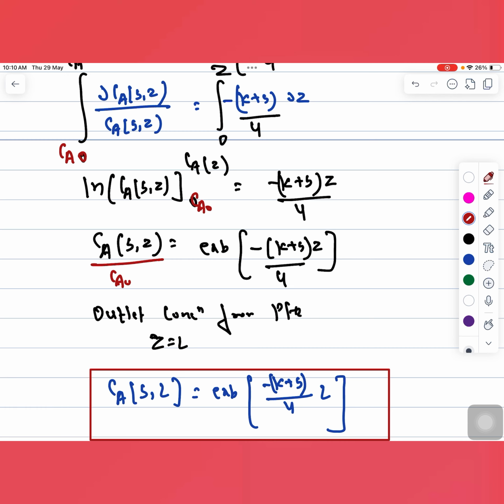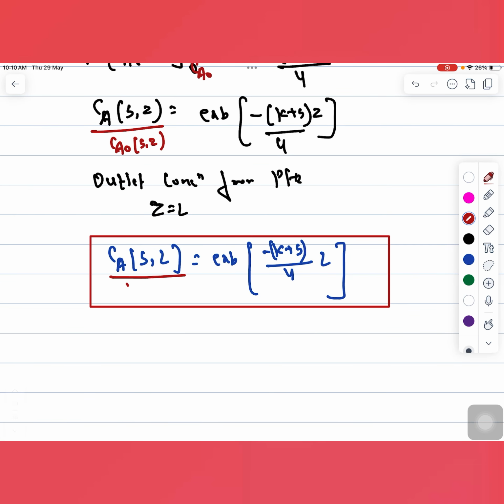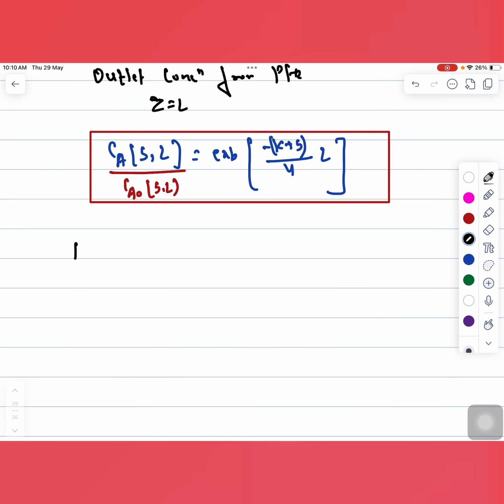So again CA divided by CA naught s. Now, what is the transfer function? The transfer function will be equal to CA at s L divided by CA naught at s L. That will be equal to exponential of minus (k plus s) divided by u, into L. So this will be your final transfer function for the plug flow reactor.